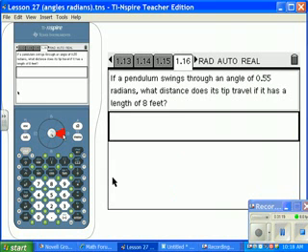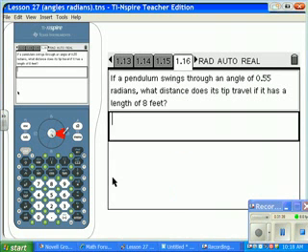So here's another one. Like I said, a lot of these questions are pendulum questions or minute hand questions, clock questions. If a pendulum swings through an angle of 0.55 radians, what distance does the tip travel if it has a length of 8 feet? So what values do I have here? The pendulum has a length of 8 feet. So that's r. Travels an angle of 0.55 radians. What's that? Theta. So what is it that I'm looking for? The arc length. Okay. So what formula do I use?